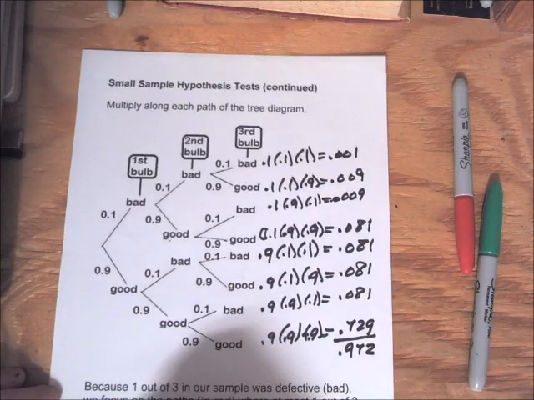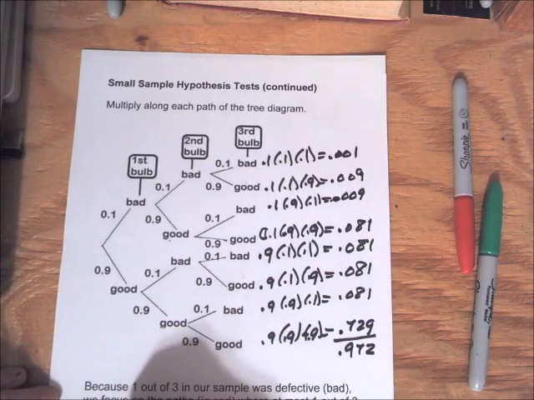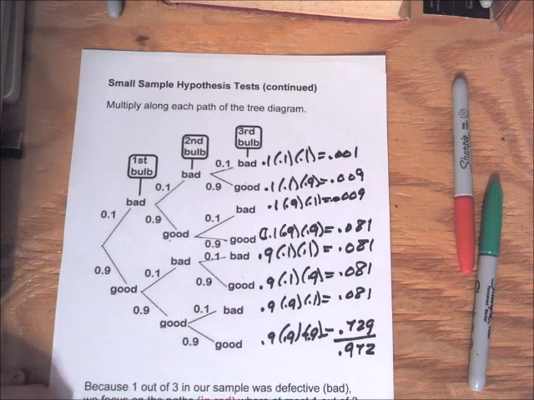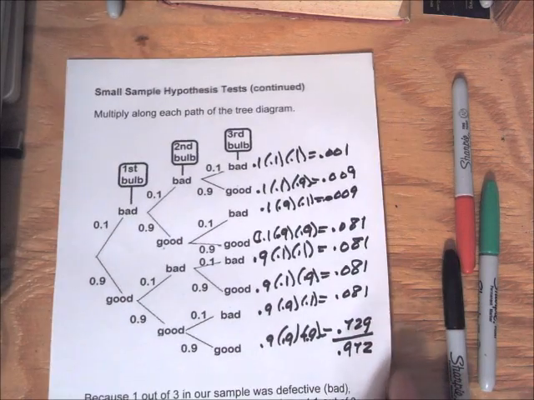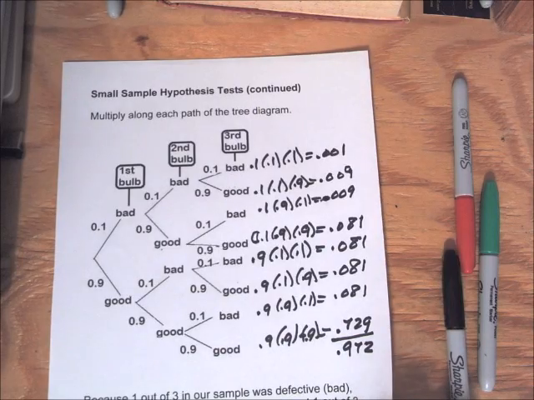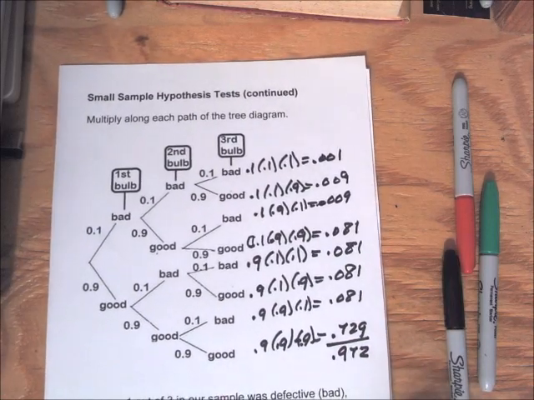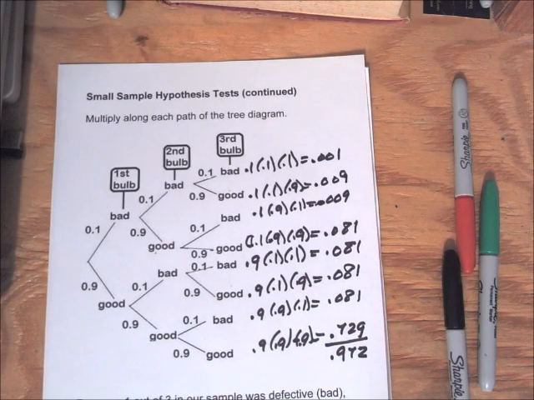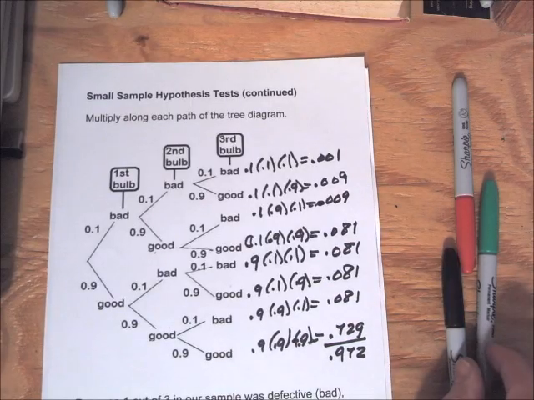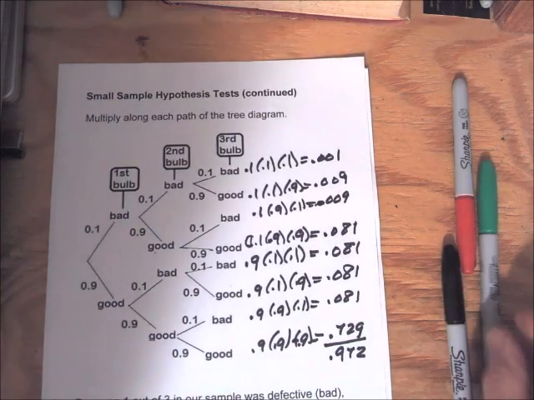So a p-value of 0.972. That's more than alpha, so we would fail to reject H0. We could also, hold on here.